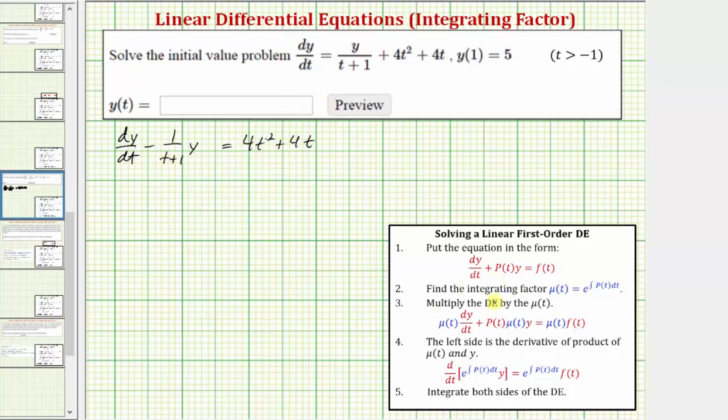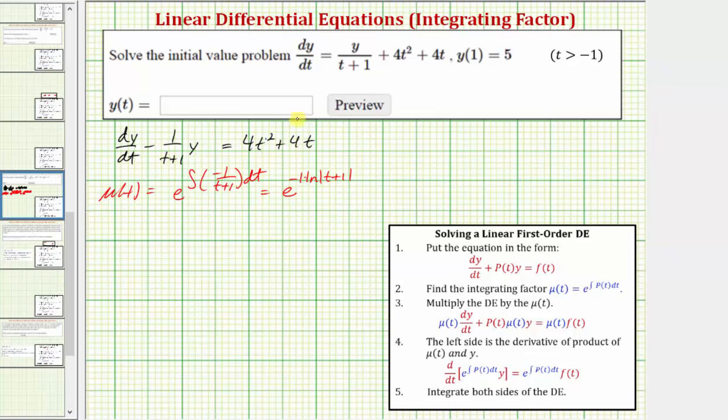Step 2 is to find the integrating factor, which is mu of t equals e raised to the power of the integral of p of t dt. So notice that p of t is negative 1 over the quantity t plus 1. So the integrating factor mu of t is equal to e raised to the power of the integral of negative 1 divided by the quantity t plus 1 dt. This will give us e raised to the power of negative natural log absolute value of the quantity t plus 1. We can also think of this as negative 1 times the natural log.